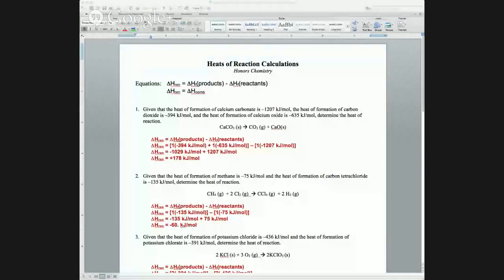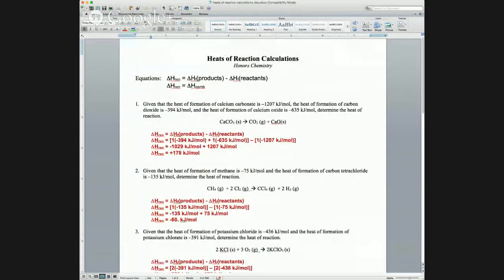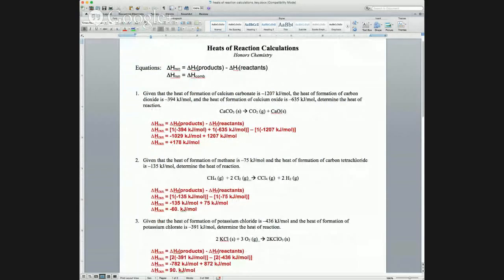So actually there's two of them. Why don't I show you the heats of reaction first. All right. So the heat of reaction, this is the delta H of reaction equals delta H of products minus delta H of reactants. Delta H of reaction and combustion are the same thing. So you have here, this is just a reaction, products, CO2 plus CaO minus the reactant CaCO3. And it gives you the numbers, and you can plug all those numbers in and solve for it. Pretty straightforward.